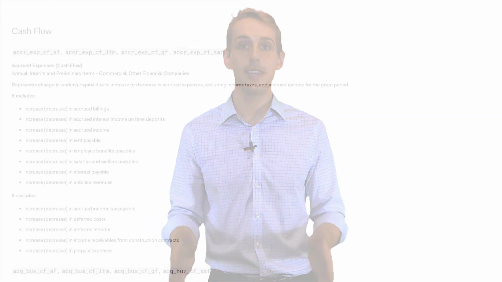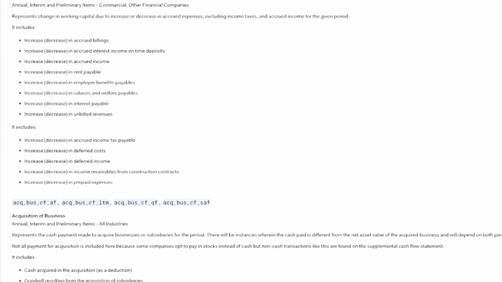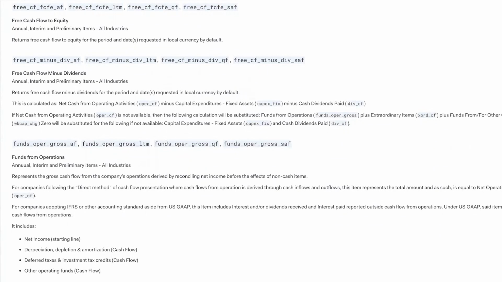So how can you actually use the cash flow statement on Quantopian? Well, the FactSet Fundamentals dataset includes many fields derived from the cash flow statement, and these can be found under the category called cash flow. One such field is the free cash flow to equity field, which shows the amount of cash that a business generates that is available to shareholders and can be paid out as dividends. Using this field, you can make comparisons across businesses and determine which one is the most financially healthy.